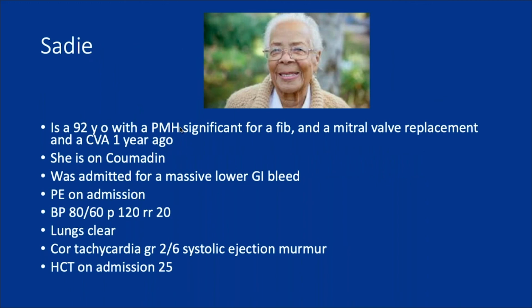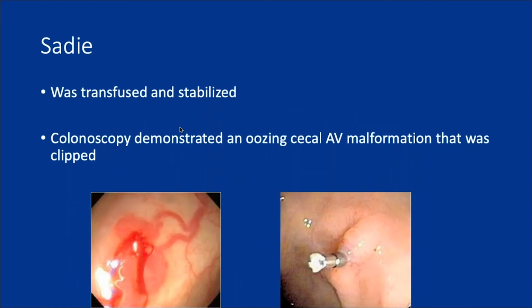Let's now move to Sadie, who is a 92-year-old, past medical history significant for atrial fibrillation and a mitral valve repair. CVA 1 year ago on Coumadin, massive lower GI bleed. You can see the vital signs. You see the hematocrit, which was 25. She was transfused and stabilized.